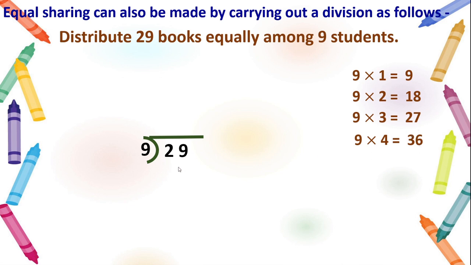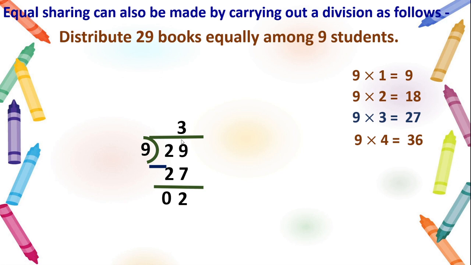So 36 we can't take away from 29, isn't it? So we will go for 9 threes are 27. Okay, now I will take 3 here and here 27. Again see the place of the 3. It should be in the unit place. Okay. Now here minus, 9 minus 7, that is 2. 2 minus 2, that is 0. Yes. Here 2 remained. Got this?